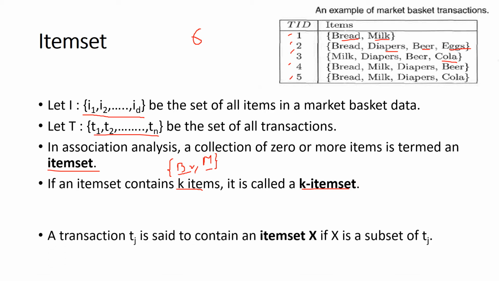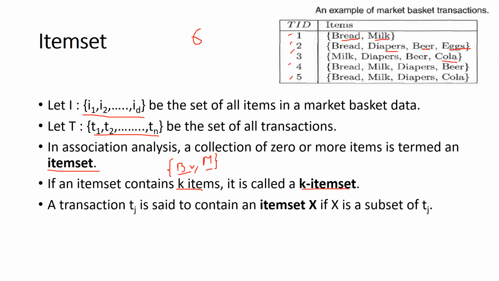Now we move on further to define a transaction which contains an item set. A transaction Tj is said to contain an item set X if X is a subset of Tj. For example, the transaction 5 contains the item set bread, milk and diaper, because this item set is a subset of transaction 5. That is the reason why this item set is contained in transaction 5.